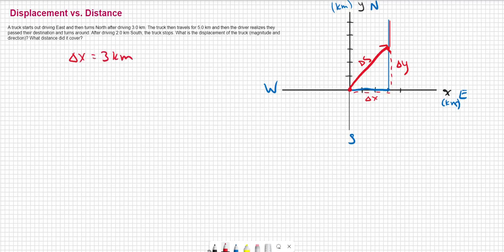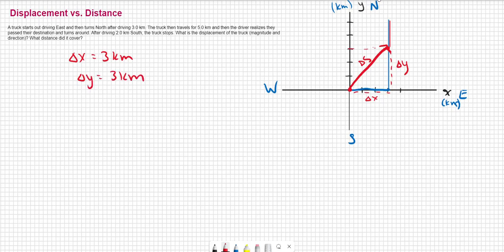And delta y, so initially we went 5 upward, but then we went back down 2. And the end point is the one that matters. We're now at the 3 mark here for our delta y. So delta y is also 3 kilometers.